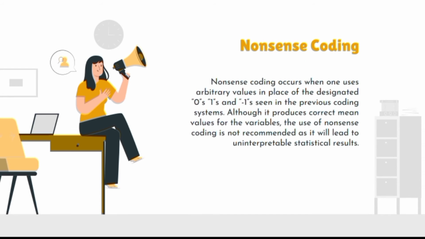Next is nonsense coding. Nonsense coding occurs when one uses arbitrary values in place of the designated zeros, ones, and minus ones seen in the previous coding systems. Although it produces correct mean values for the variables, the use of nonsense coding is not recommended as it will lead to uninterpretable statistical results.